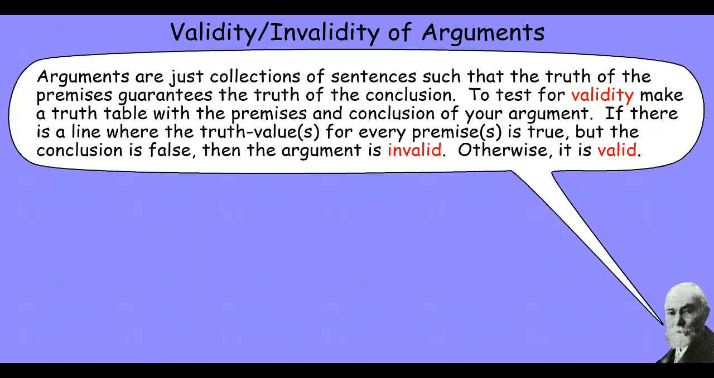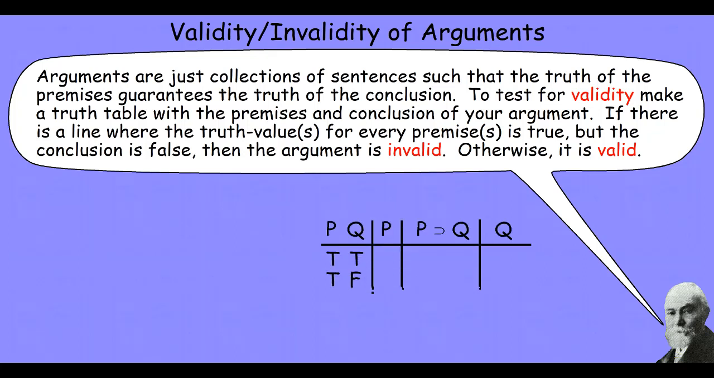If there's a row where the premises are true and the conclusion is false, it violates the definition of validity, it's an invalid argument. If there's no row like that, no row where all the premises are true and the conclusion is false, then it doesn't violate the definition of validity and it's a valid argument. Let's look at a couple of examples.